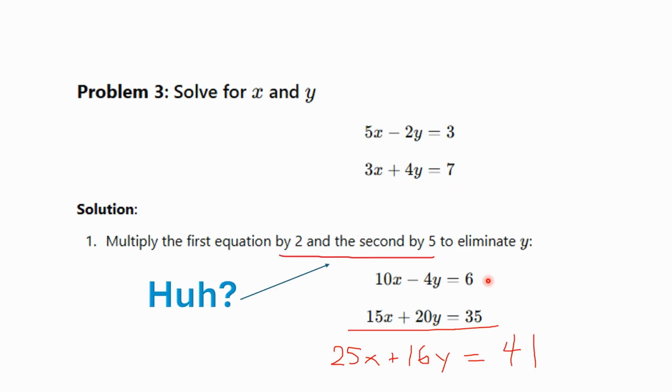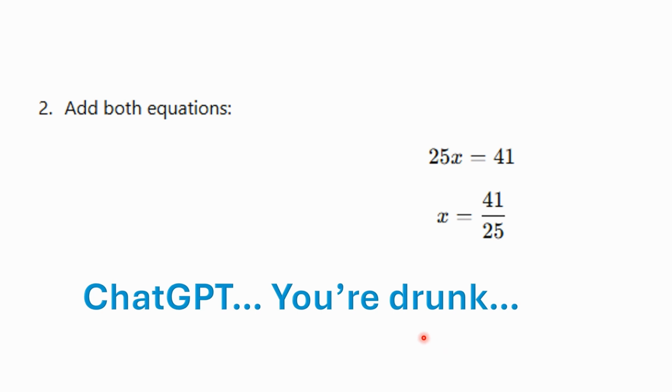And look back at the original here. They're saying 25x equals 41. They completely eliminated the y. And I basically say, ChatGPT, I'm afraid you're drunk. They come up with 25x is 41 and x equals 41/25.